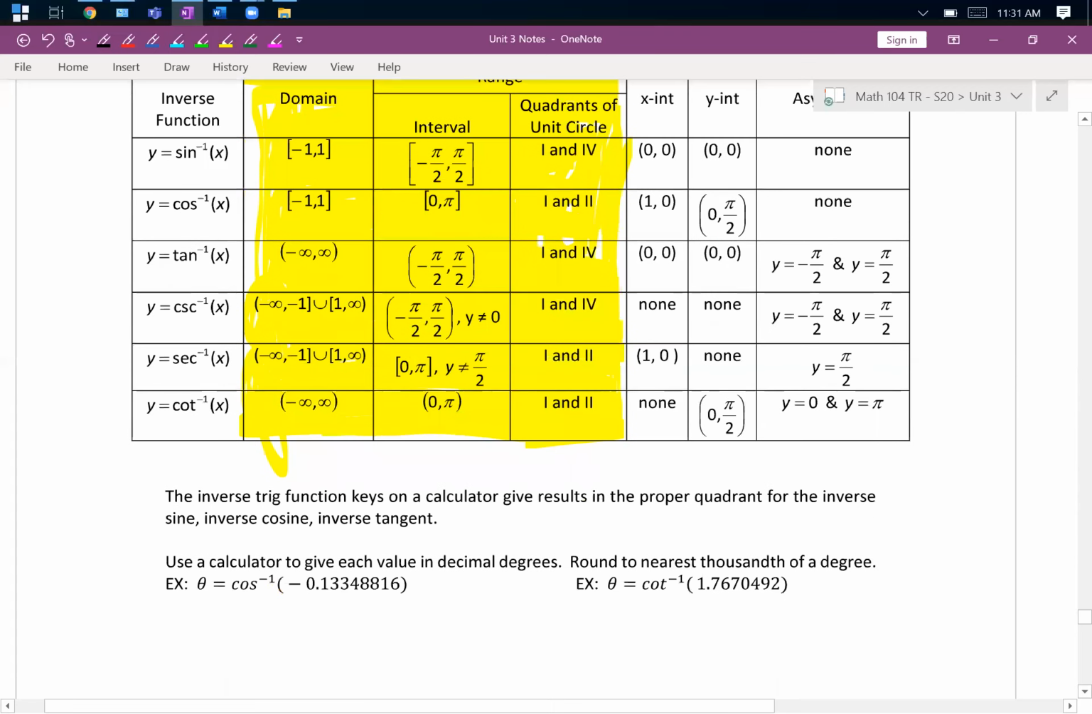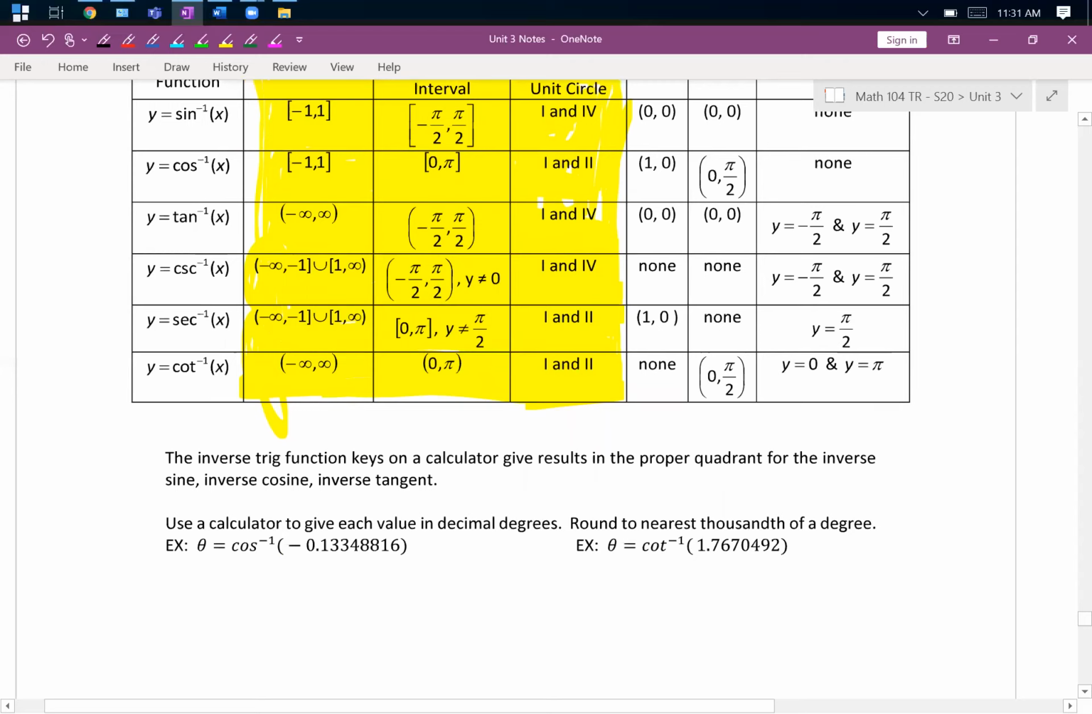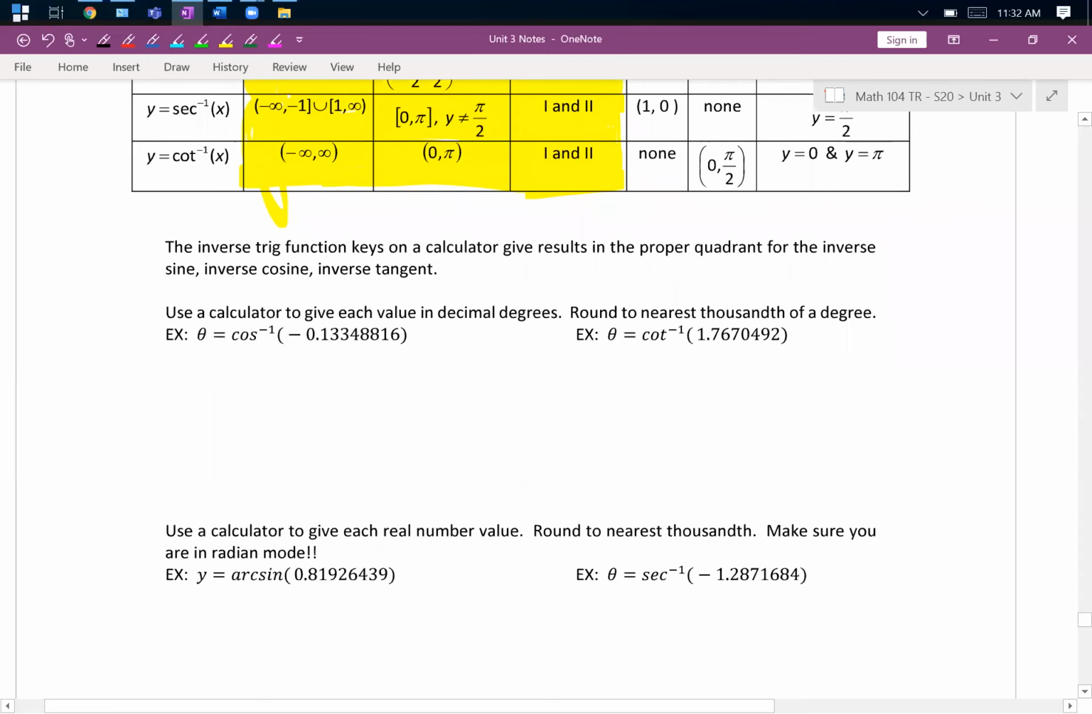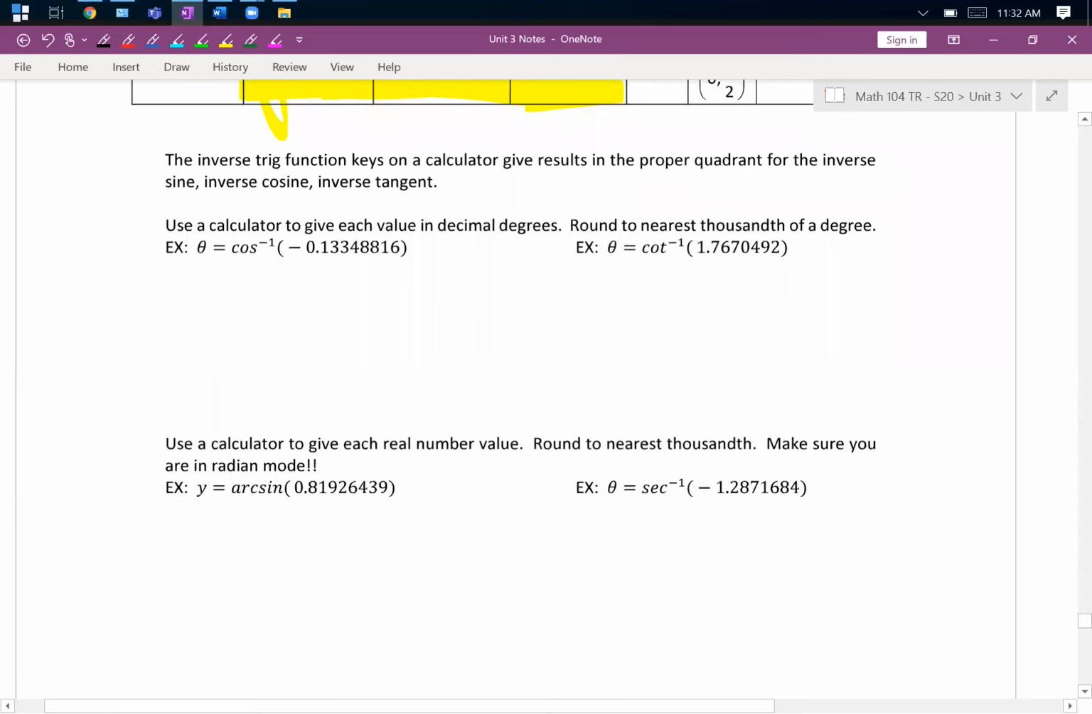The inverse trig function keys on your calculator always give the proper quadrant for the definition of our inverse functions. So let's just practice using our calculator. I do not have these answers with me, so please make sure that you're popping them in your calculator. We want to use a calculator to find each value in decimal degrees. We'll round to the nearest thousandth. So we'll do cosine inverse of that number there.